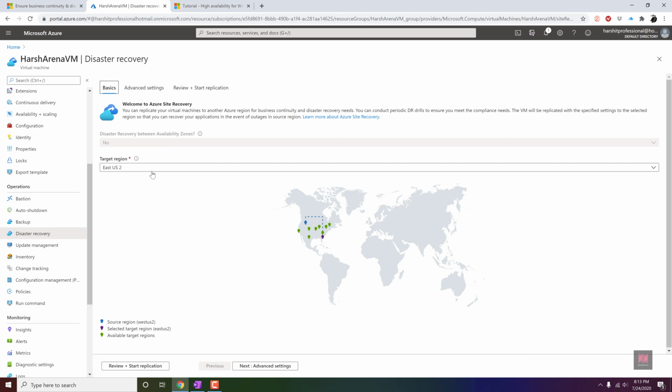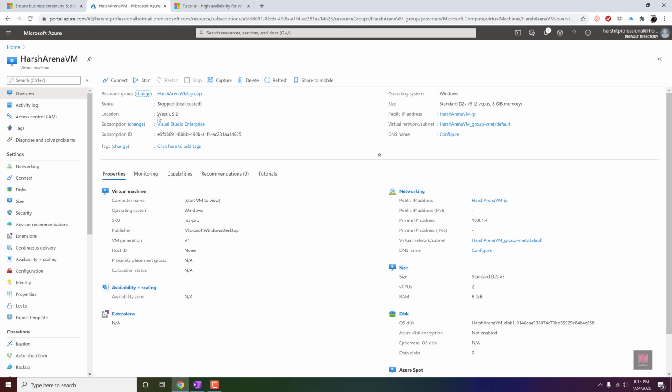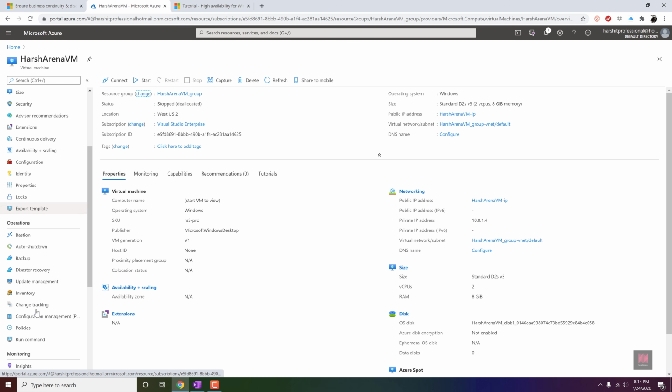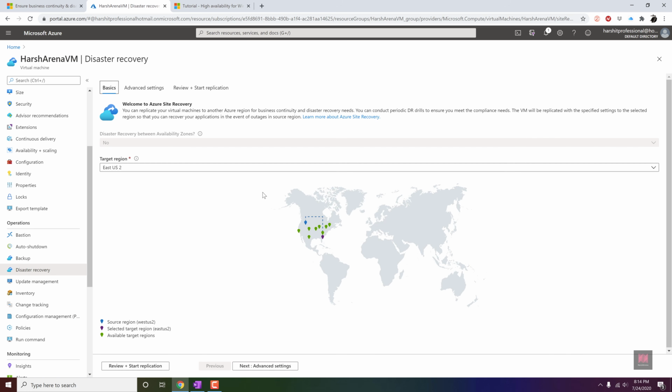Now, guys, my VM is currently deployed. Let me show you where my VM is actually deployed. It is in West US 2. As soon as I click on disaster recovery here, it shows all the geographical regions that I can choose as a target location to save my VM information, in terms of managing your resources. Why? Because in case of any disaster happening to the primary region, you must have your secondary region up and running during that time.